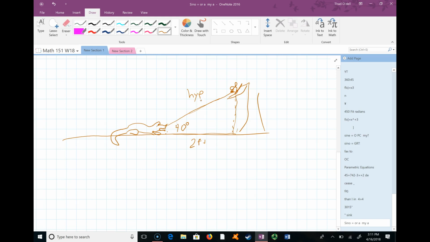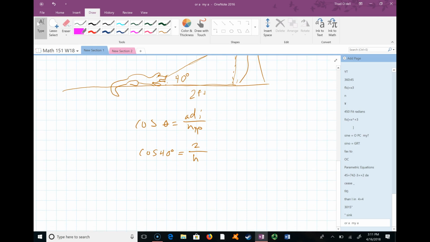So we can set up equations. If we have adjacent and we want hypotenuse, that makes me think of cosine, right? Because cosine is adjacent over hypotenuse. So that means that cosine of 40 degrees would be equal to 2 over h, which is the hypotenuse, or the tongue length. So there we have an equation with one variable. We can solve it. The first thing I would do here is multiply both sides by h, which gives me h cosine 40 degrees equals 2. And then I divide by cosine of 40 degrees because I want to get h by itself. So that'd be 2 over cosine of 40 degrees.